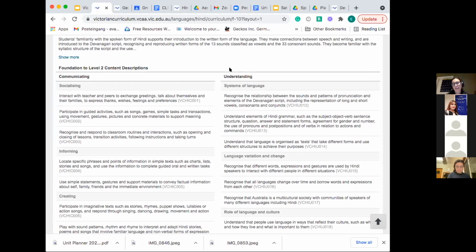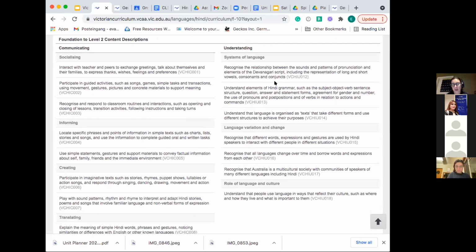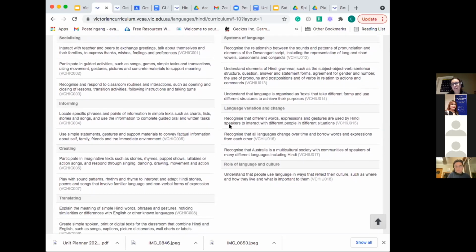The other one is understanding. So besides socializing, informing, every language has a system behind it, a certain grammar, a certain structure. And that's very unique to each language. So the second strand is about understanding what is the essence of a language, the grammar, the structure. And we also can compare languages, and languages have different variations.